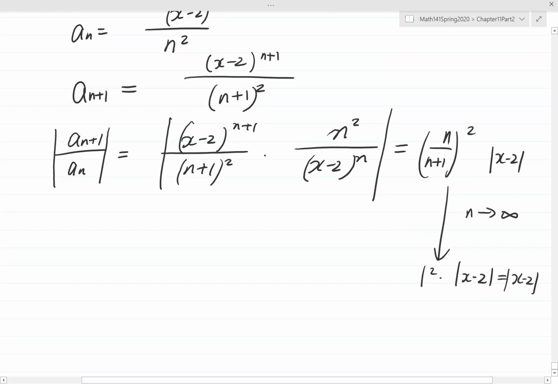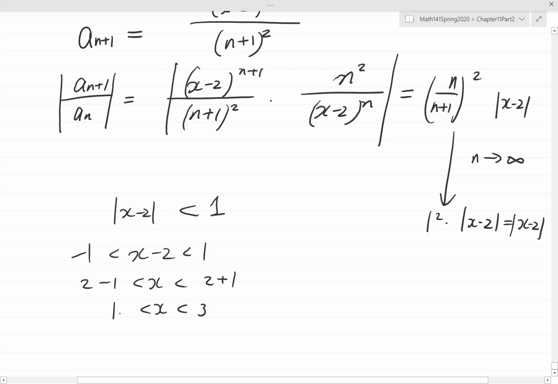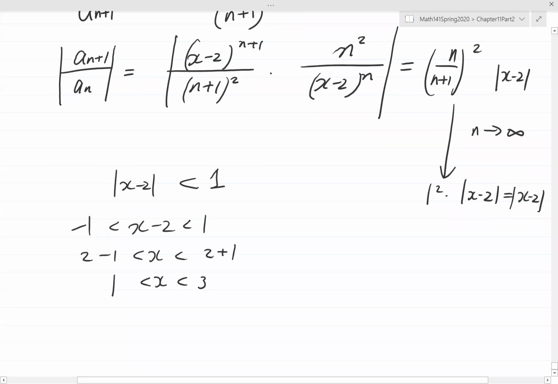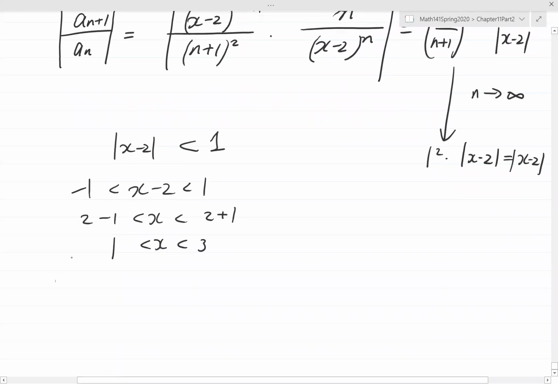This is very easy. Now the ratio test says we need the absolute value of x minus 2 to be less than 1, i.e. x minus 2 between negative 1 and 1. So x is from 2 minus 1 to 2 plus 1, bounded between 1 and 3. So what happens at the boundary? Remember, we need to check what happens at the boundary.